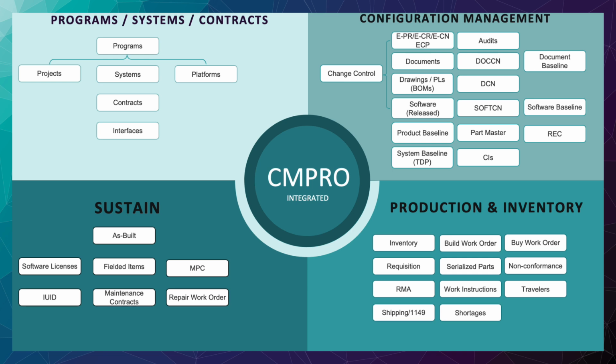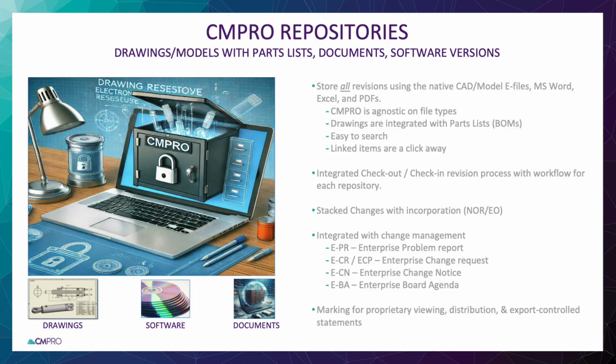Now let's briefly overview the functionality list of CMPRO. CMPRO supports all aspects of the product lifecycle, with specific modules catering to the unique needs of heavily regulated industries. In this video, we will focus on demonstrating the change management functionality. Now let's delve into some more details.